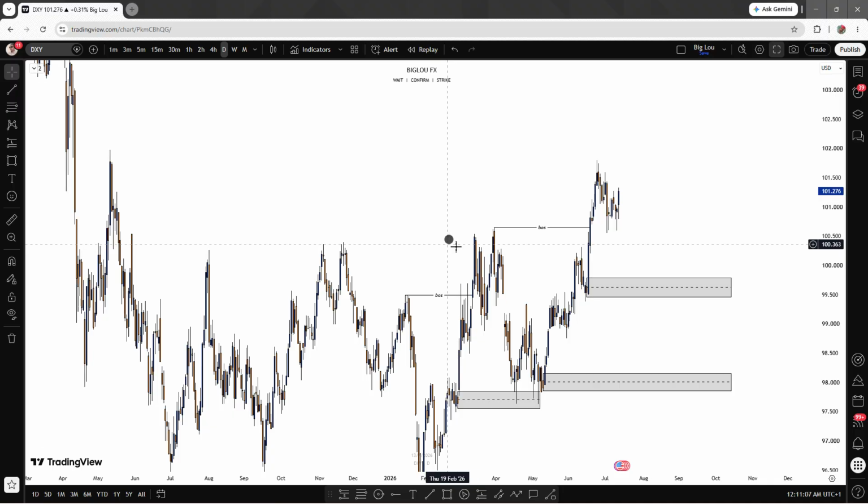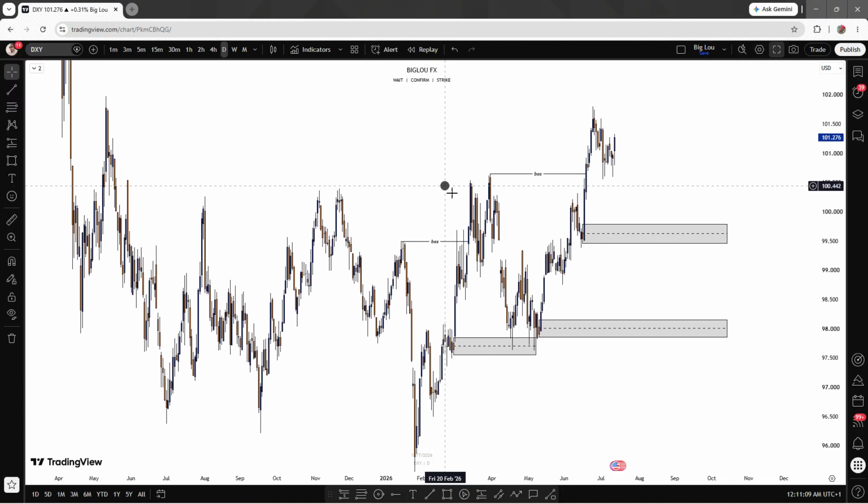Now, what I want us to look at today is a simple top-down analysis model that enables you to get good entries on trading. A top-down analysis model that enables you to catch good entries on your trading.